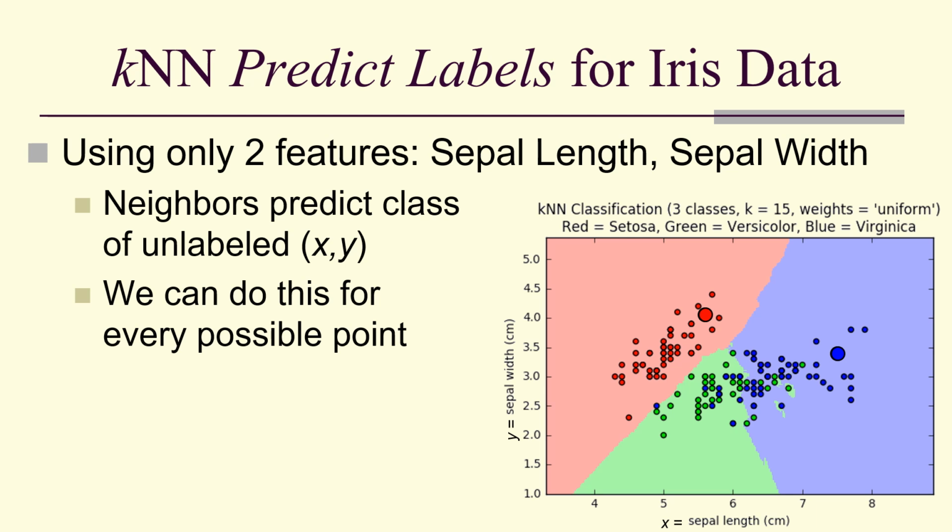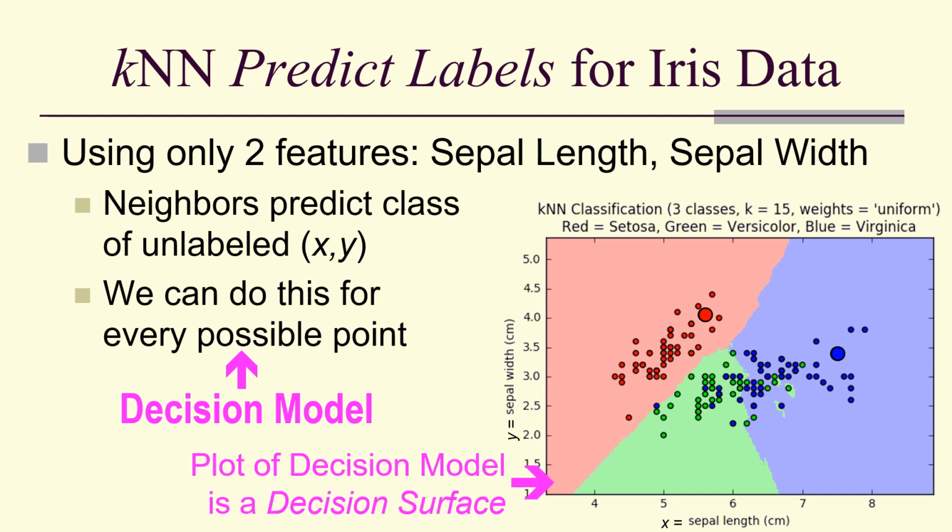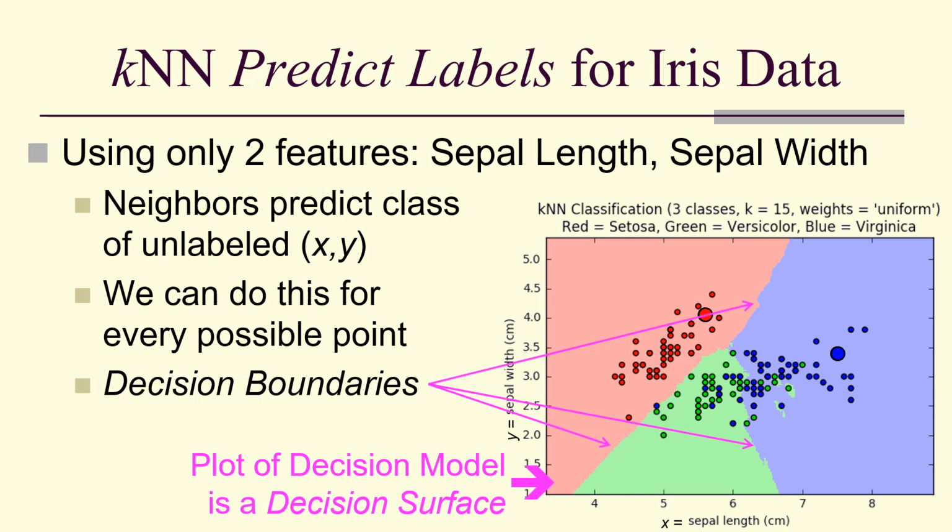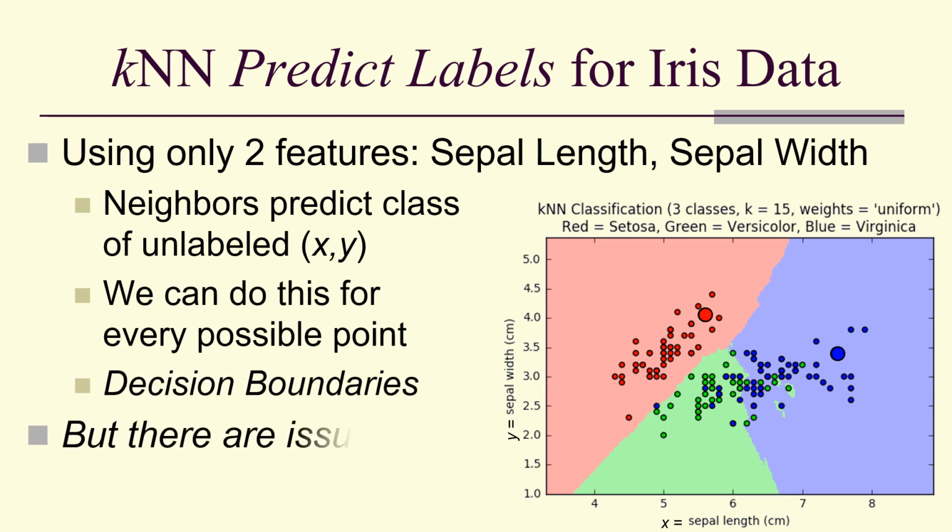And we can do this for every possible point. We get a coloring of the XY plane. This is what's known as a decision model. And the plot of this decision model is called a decision surface. And the boundaries are called decision boundaries.